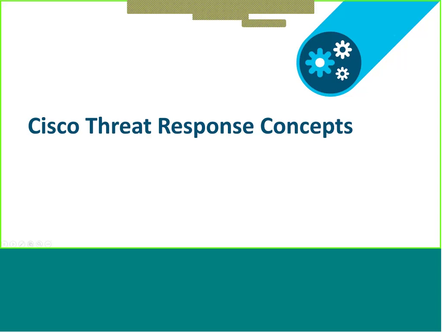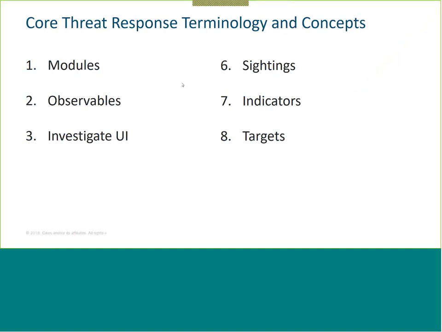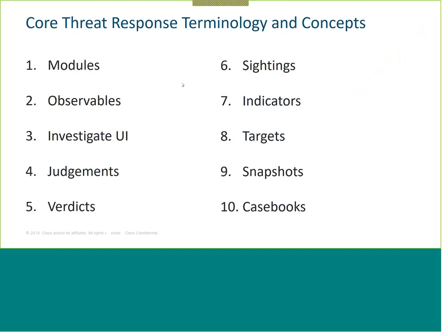So common Cisco Threat Response concepts and terms that we are going to go over are modules, observables, the Investigate UI itself, judgments, verdicts, sightings, indicators, targets, snapshots, and casebooks. Each one of these is a term that has a specific meaning in threat response and generally also in the industry at large.